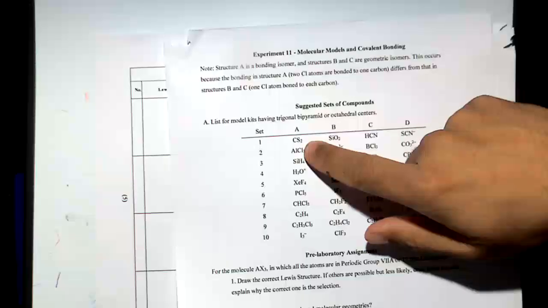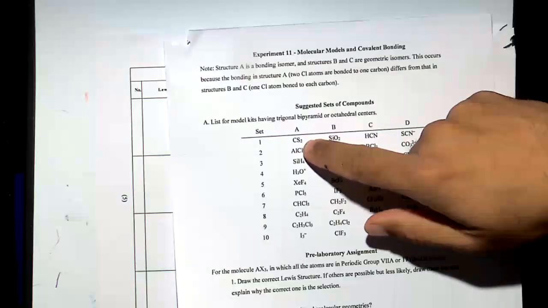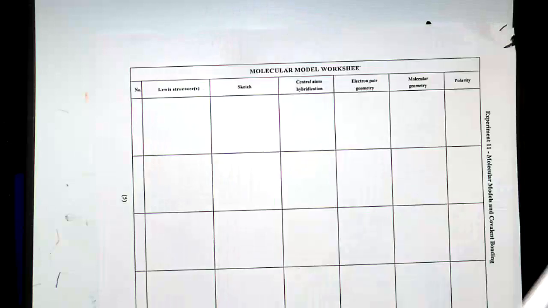All right, set A, and our first one here is CS2. This is called carbon disulfide. Let's go ahead and start that. Let me just get some pens and pencils.